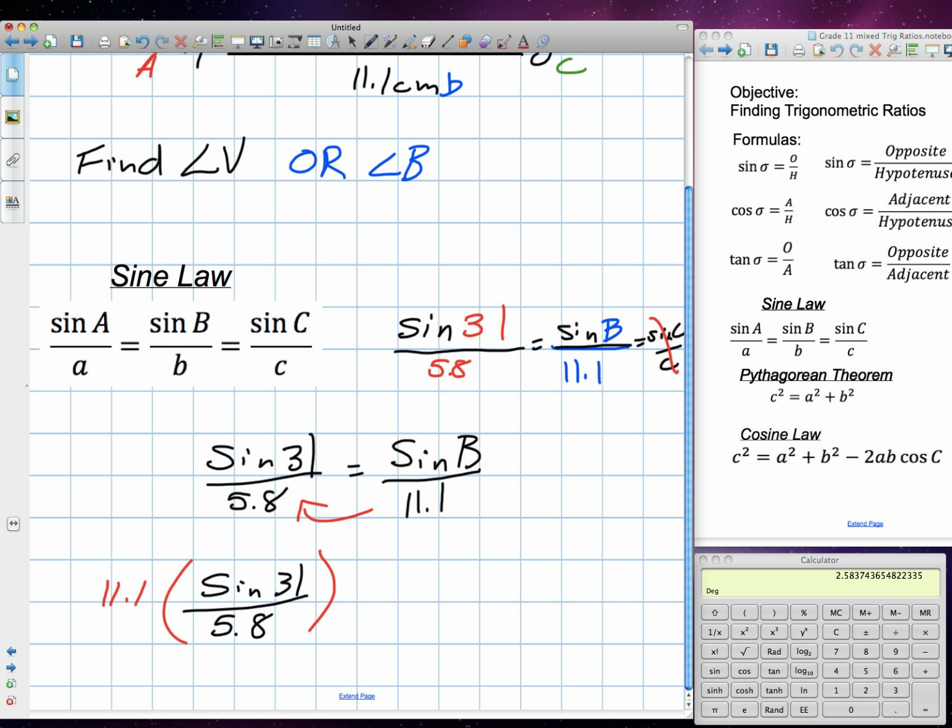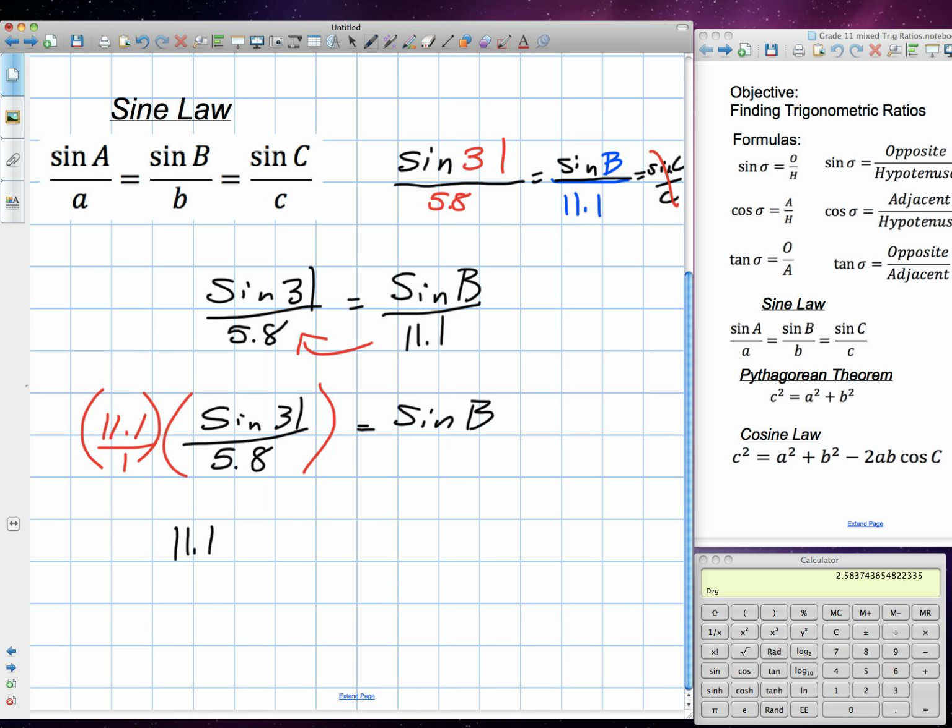Now, let's take a look at sine 31 divided by 5.8. That's considered a what? Starts with an F. Fraction. That's a fraction. If I need to multiply this, I need to turn 11.1 into a fraction. What's 11.1 as a fraction? 11.1 divided by 1. When we multiply fractions, we multiply the top by the top and the bottom by the bottom. So I'm left with 11.1 times sine 31. 5.8 times 1 is 5.8. Same idea as cross multiplying, where I just brought the 11.1 to the top. Works out the exact same.